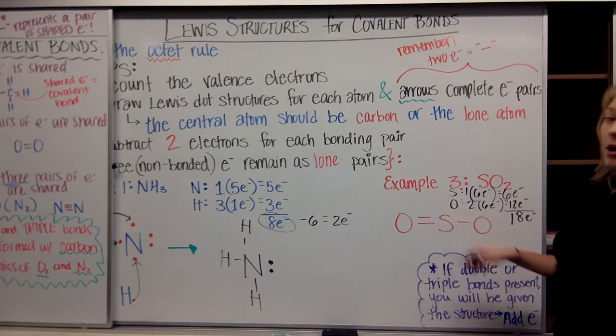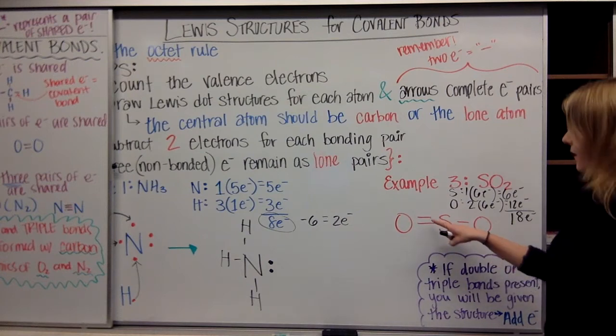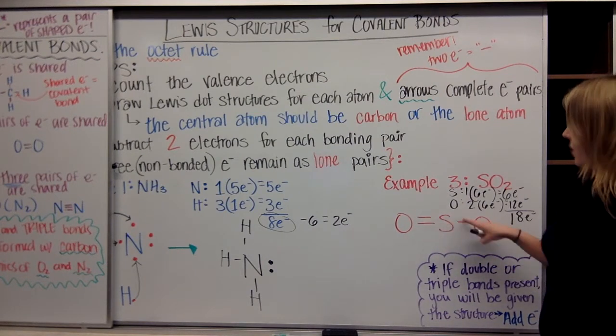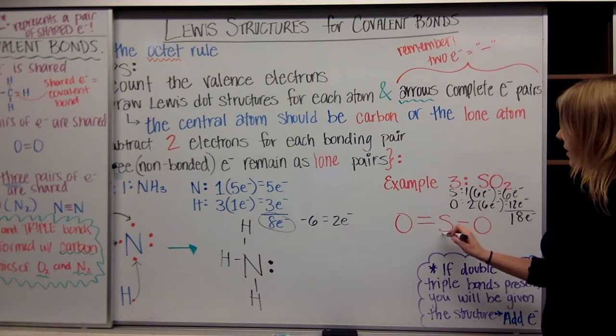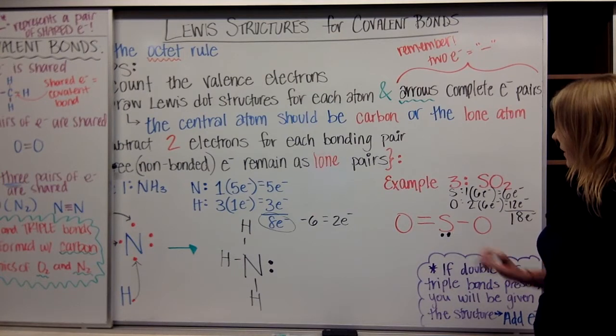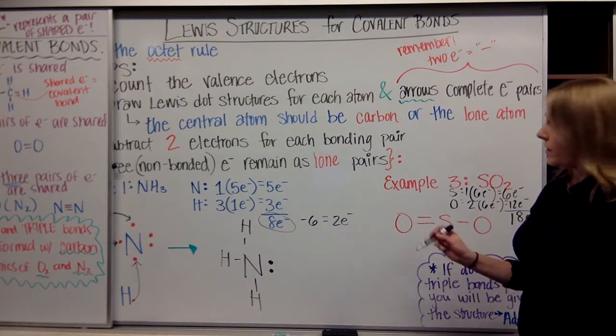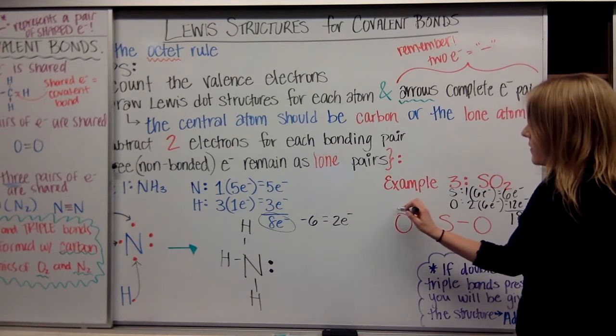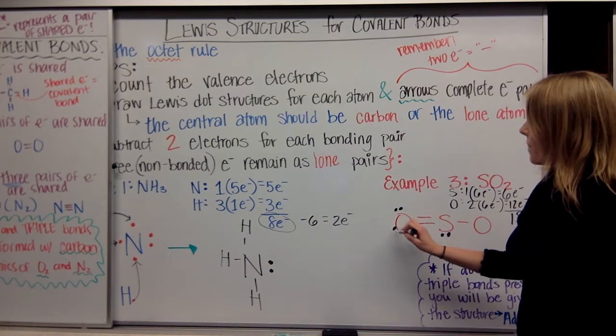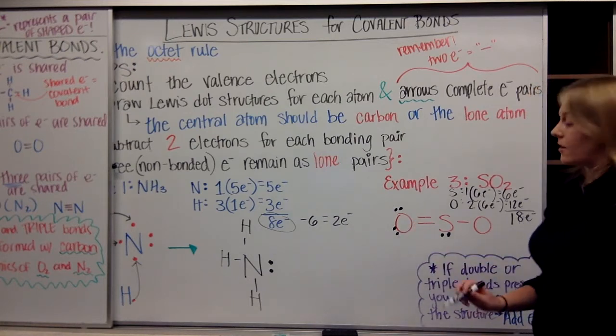Well, all the atoms want to feel like they have a full valence. S right now has 2, 4, 6 around it, so it's probably going to have 2 more. Oxygen feels like it has 2, 4. It wants to feel like it has 8. So I'm going to put 2 more pairs. Remember, we're adding these electrons in pairs.